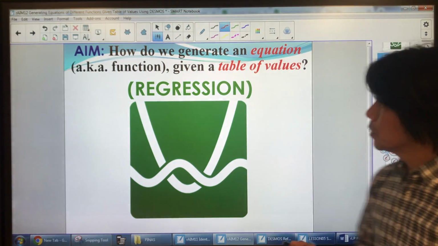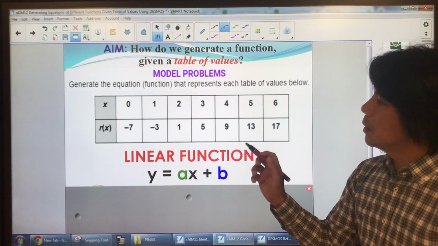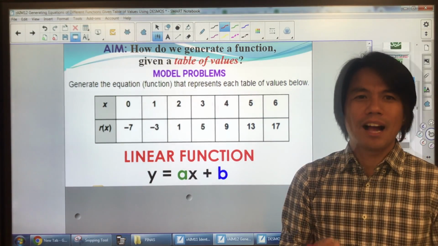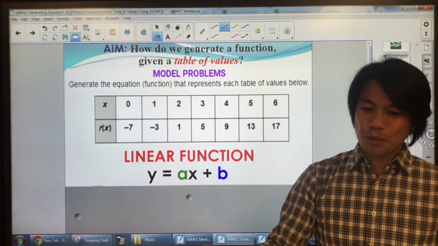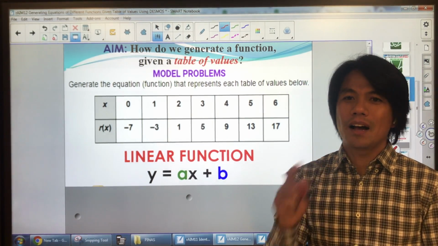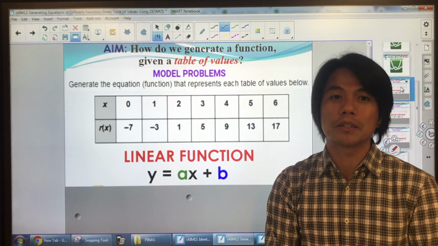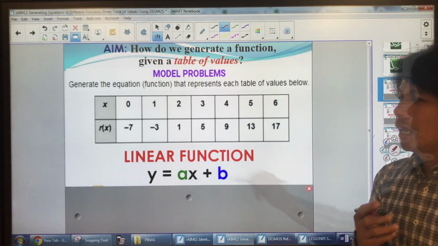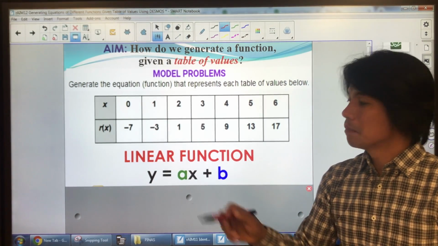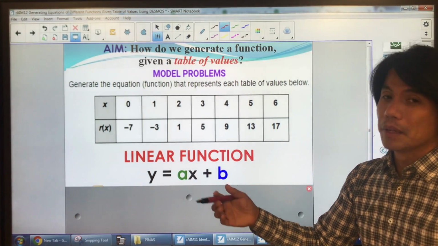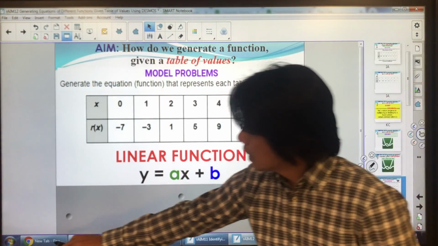Now let's go to the first model problem. We already know that this table represents a linear function. How did I know that? Please check out the links of the video inside the description box where I discuss how to determine whether a table of values represents a linear function or quadratic function. As we all know, the standard form for a linear function is y equals mx plus b. But this time I'm going to use a for m. It doesn't matter, they are just variables. Let's go over with this.